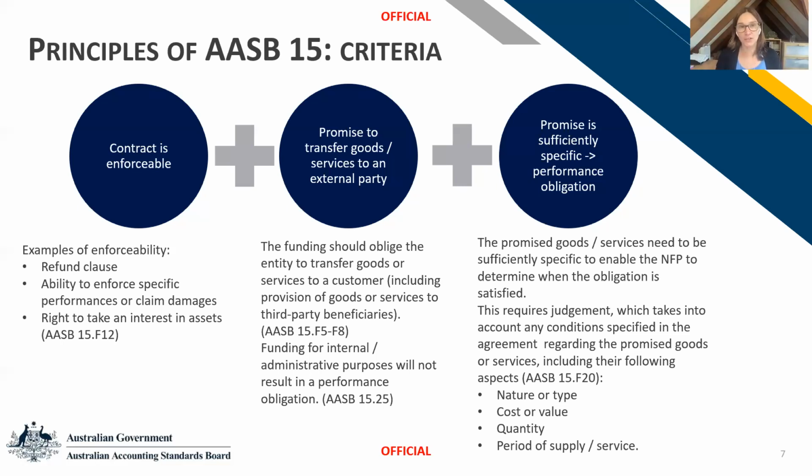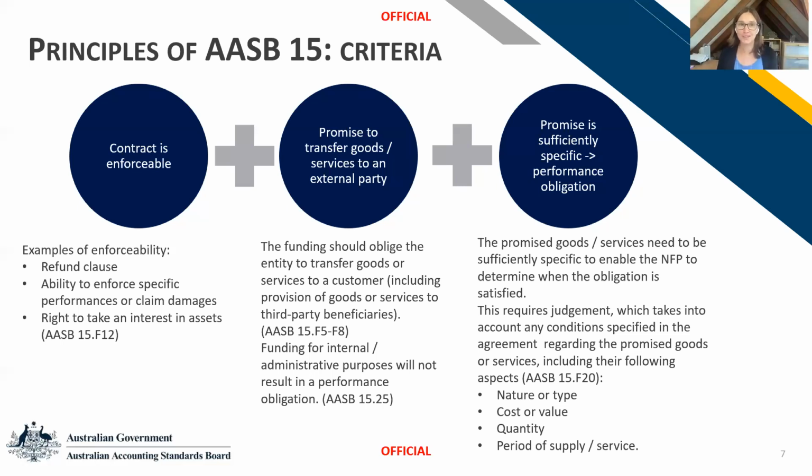So am I giving you the money for you to transfer goods or services to an external party? Doesn't necessarily need to be me as the person who has given you the money. I can effectively nominate beneficiaries, but it has to be a transfer to somebody external to your organization. We talk in this standard about a customer. Now, who does that mean for the not-for-profit? The customer is always the fund provider. So regardless of who's getting the benefit of the goods or services, the customer in this terminology that we use within the standard is always the fund provider.